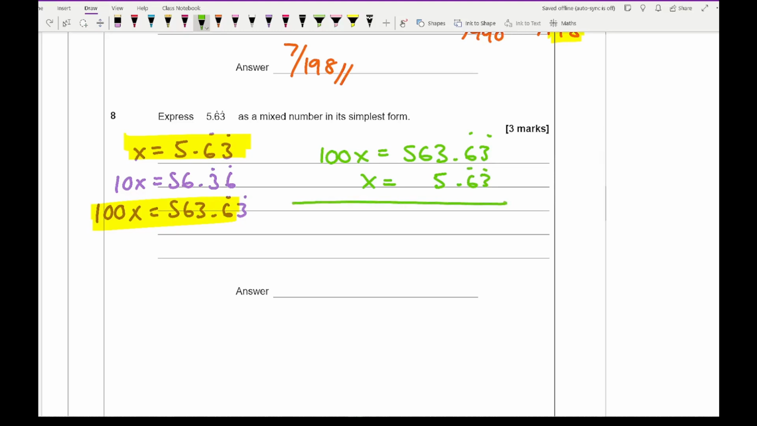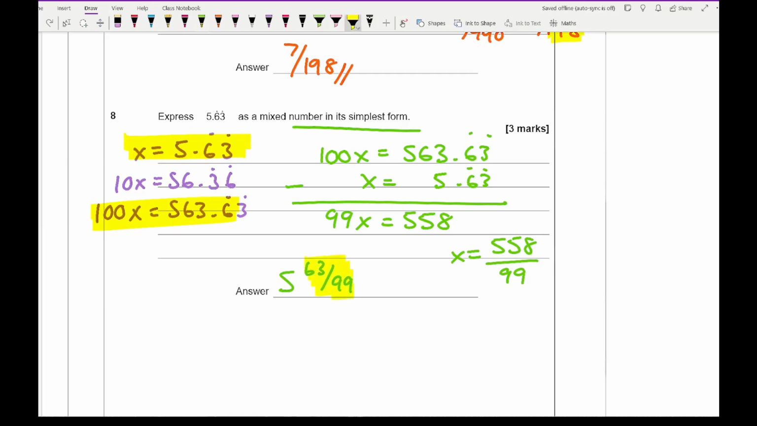So then taking them away, gives me 99x equals 558. So x equals 558 divided by 99, which again I need to give as a mixed number in its simplest form. So that's going to be 5 and 63 over 99. I then need to simplify this fraction here. So that then becomes 5, and dividing both numbers by 9, I get 7/11.